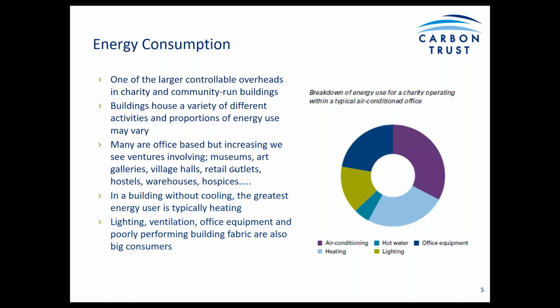Occupancy levels and whether the building has air conditioning or mechanical cooling installed will have quite a significant influence on the energy use. And in a building without cooling, generally speaking, the greatest energy user would tend to be heating. Although every charity building is different, there are still a number of universal areas where energy is commonly wasted. So, for example, these would tend to be lighting, heating, ventilation and air conditioning, office equipment, and poorly performing building fabric. And those are the areas that we will focus on this morning.